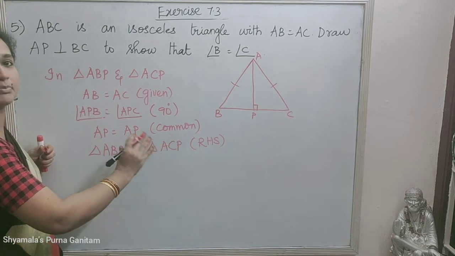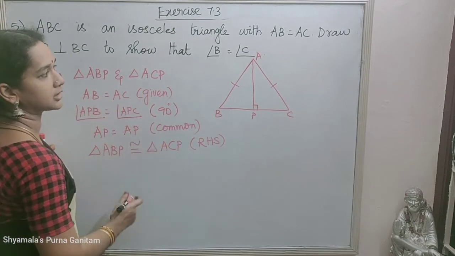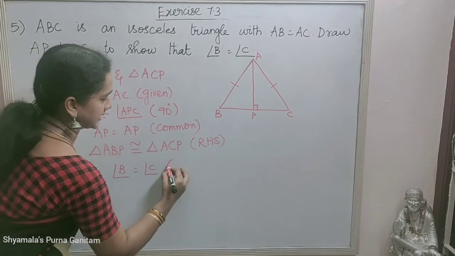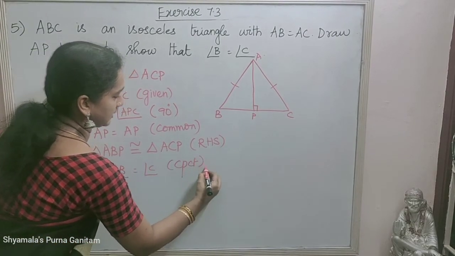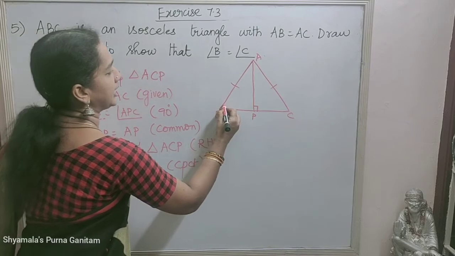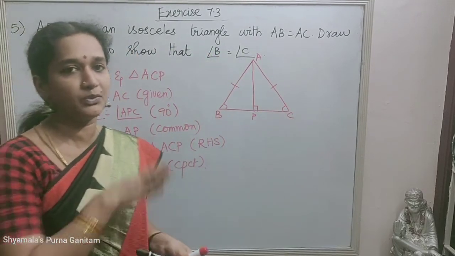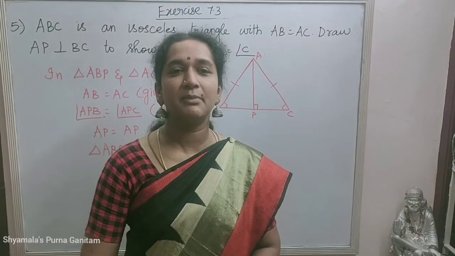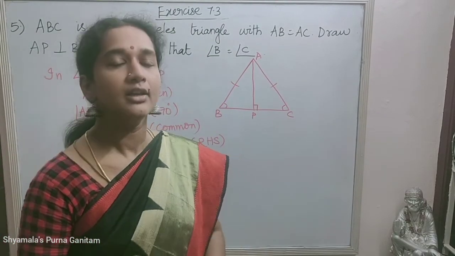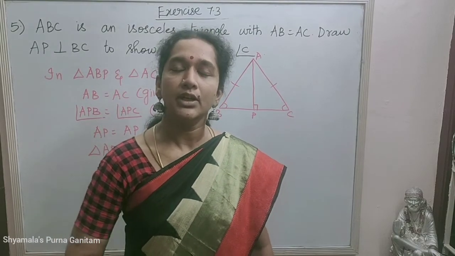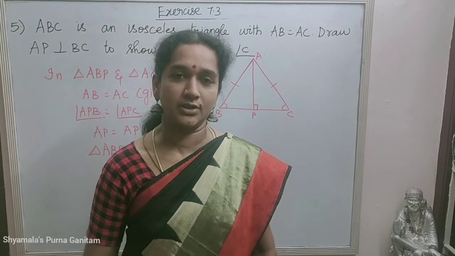Since both triangles are congruent by RHS congruency, we can say that angle B is equal to angle C. This is by CPCT. By CPCT, we have proved that angle B is equal to angle C. That is what they asked to prove, and we have proved it. So with this, we have completed exercise 7.3. The 5 sums are completed. Whatever doubts you have, post them in the message box. Okay, thank you.